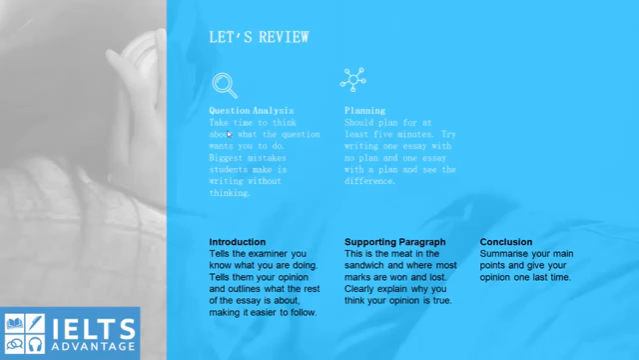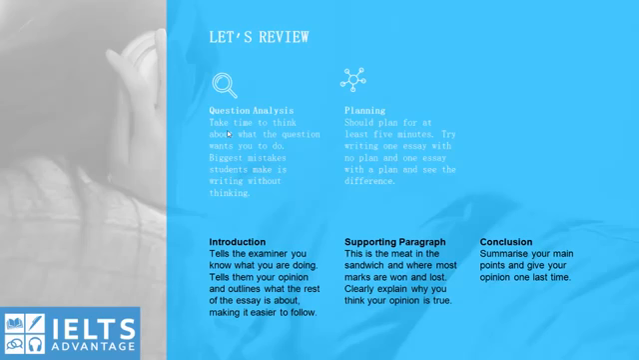Then we need to go into the planning stage. You should plan for at least 5 minutes. Try writing 1 essay with no plan, and then try writing 1 essay with a plan, and you'll see a huge difference. You will have fewer mistakes, and you'll get to over 250 words much quicker.